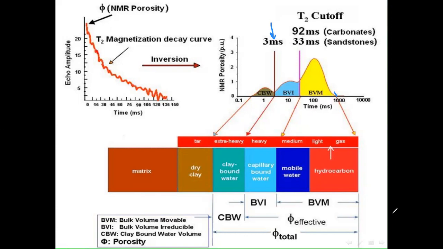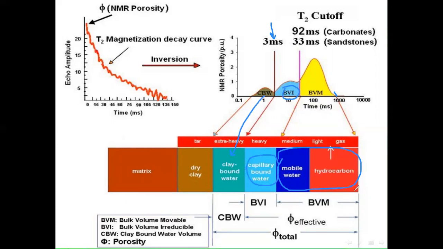So we have these movable fluids, including both movable water and hydrocarbons, while the BVI area here will represent the water attracted to the small pores by capillary forces, while the CBW or clay-bound water is representing the water attracted to the electrical charges on the silicate structures of clay minerals.